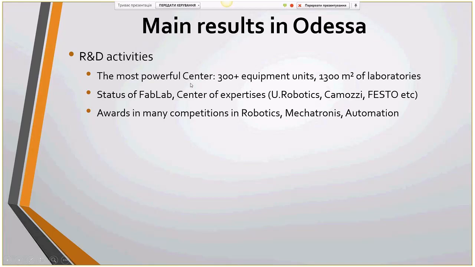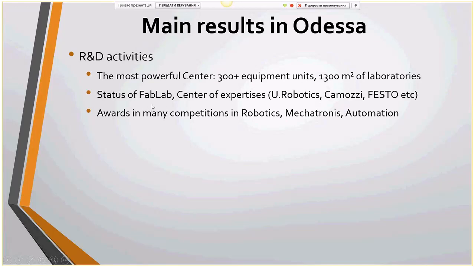Look, first of all, they were lucky, I would say, because they won the first grant, a good grant for more than 100,000 euro, and they bought more than 300 equipment units like robots, machine tools, and so on. And also they are well equipped with other facilities. They have more than 100 square meters of laboratories.